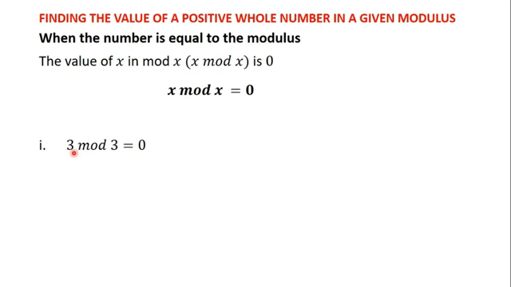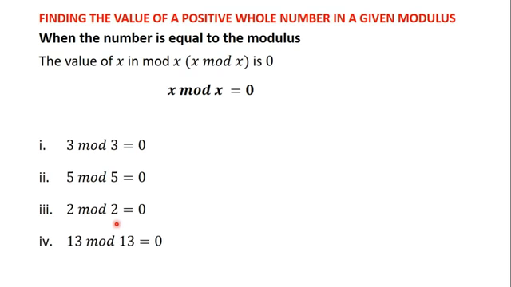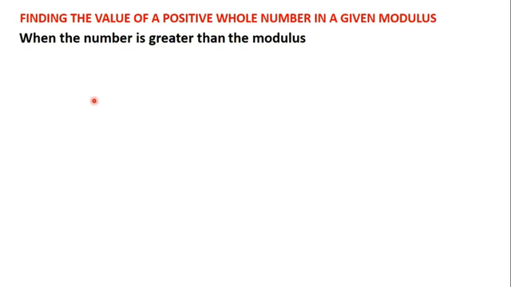For example, 3 mod 3 is equal to 0. 5 mod 5 is equal to 0. 2 mod 2 is equal to 0. And 13 mod 13 is equal to 0. So if the number is equal to the modulus, then the value of that number in the modulus is 0. If the number is the same as the modulus, then the value of the number in that modulus is 0. The third condition is when the number is greater than the modulus.